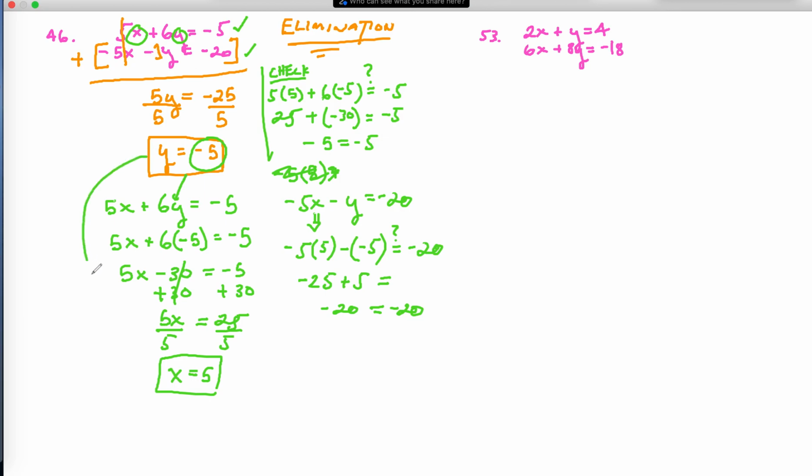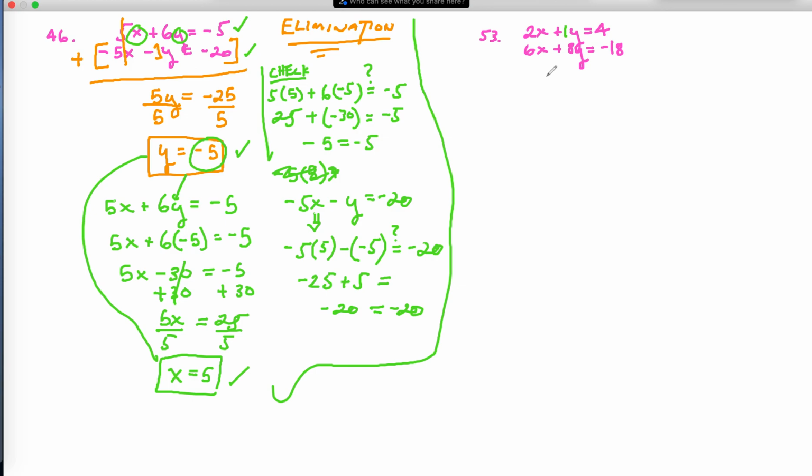So this solution worked for the top and it worked for the bottom, so it is indeed a solution to the system. Now I do the same thing over here for number 53, but only if we look at our first step here. If I add these two equations together, is anything going to cancel? 2x plus 6x is 8x. So I still have x's. 1y plus 8y is 9y. So nothing canceled out completely.